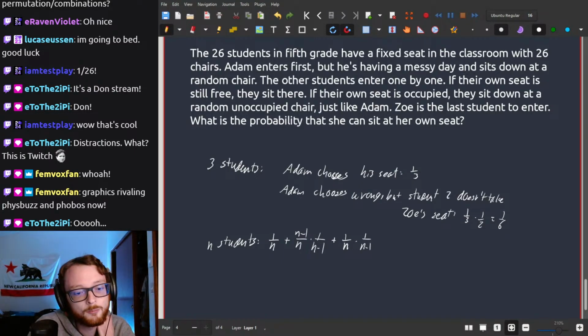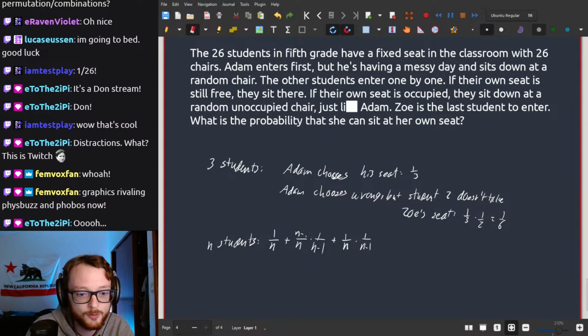So wait, Adam. Ooh, yeah, wait. Adam can choose. No, wait. This first scenario is Adam choosing his own seat, and there's only one. This scenario is Adam choosing any seat besides his own and besides Zoe's. So it should be n minus 2, actually.